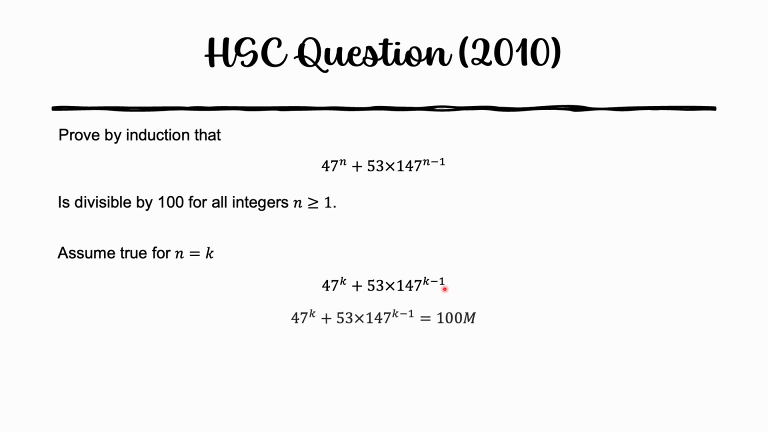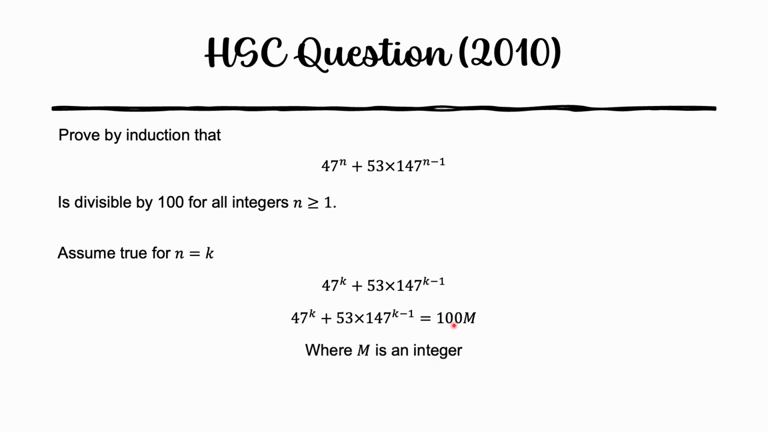Pretty simple. Now, what we want to do here is, because it is divisible by 100, we want to set in a term of 100 here, because we're assuming it is true. So therefore it does equal this, where m is an integer.